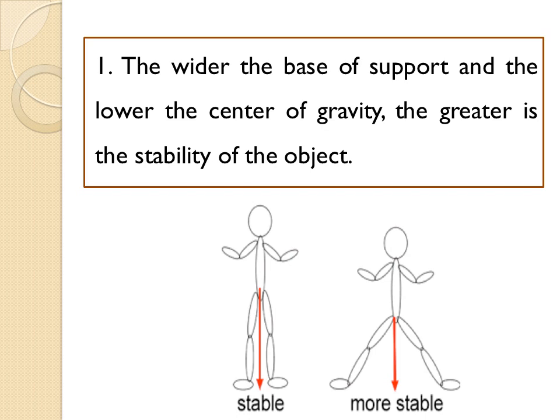So now we will move on to the principles one by one. Number 1, the wider the base of support and the lower the center of gravity, the greater is the stability of the object. So you can see here in this picture. In one picture on your left side, the person is having less base of support, whereas on your right side the base of support is wider, and also the center of gravity on the left side is much higher than the center of gravity on the right side. So that means the right side person is having more stability.